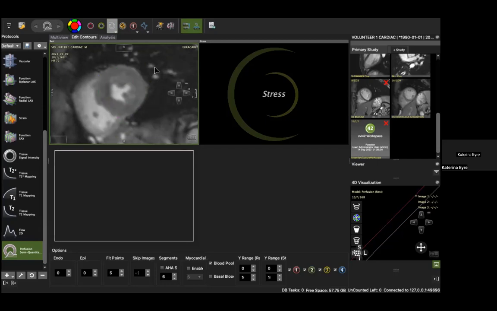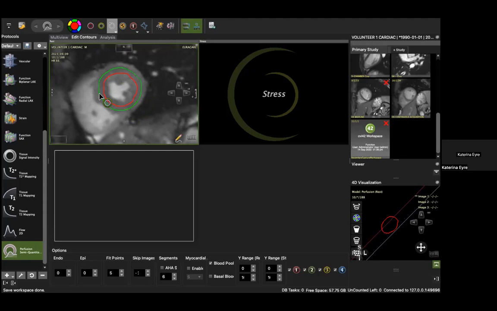So then I go forward. Again, the heart is going to go into diastole, and then again into systole. It's not always going to be an equal number of phases apart, and that's because in the acquisition, we're doing prospective gating and not retrospective gating. So again, I identify this as end systole. I draw my endocardial contour, then again my epicardial contour.